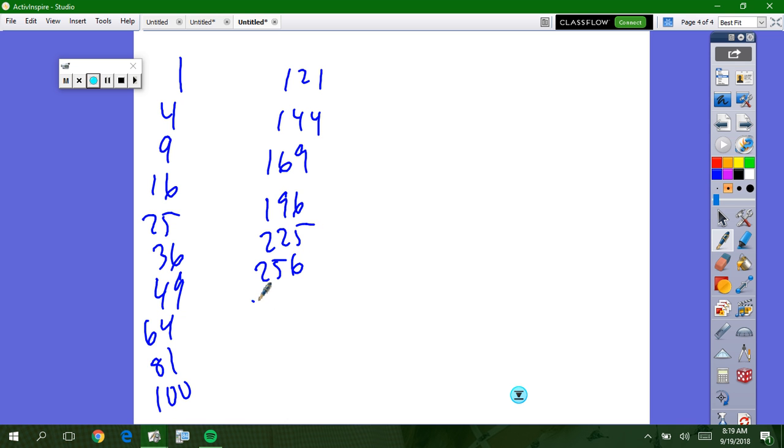256. 289 is 17. 324 is 18. 19 gets me to 19. Which one's 19? 19 times 19. 361? Yeah. Took me a while. And 400. Those are your perfect squares.